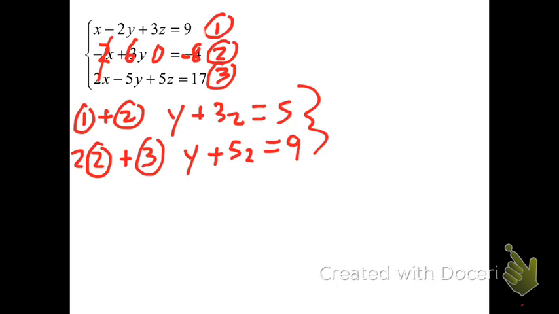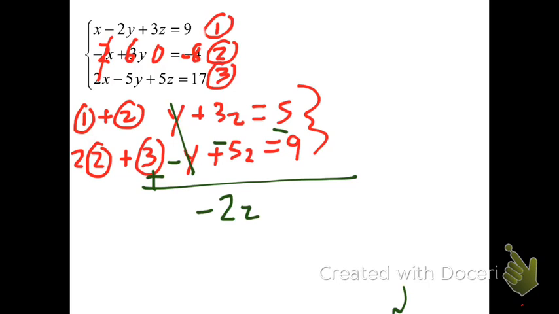Alright, so now I could just eliminate my y's because they just have a y and a y. So now if I take everything in this bottom equation and multiply it by -1 to get opposite coefficients, and then add, now my y's cancel out. Alright, 3z plus -5z is -2z. 5 plus -9 is -4. Alright, and now I could divide by -2, and I get z is equal to 2.